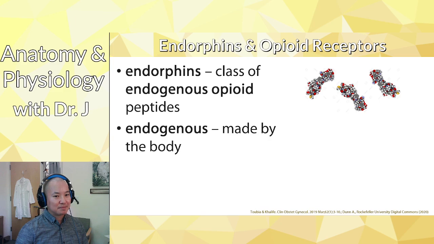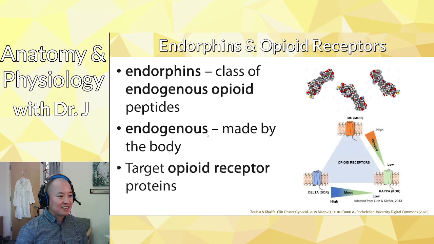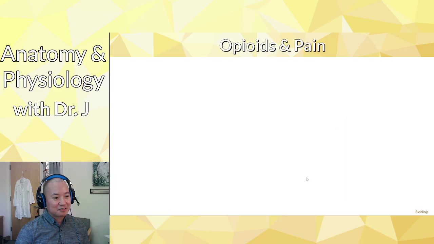Your body makes these peptides all the time, and they target opioid receptors. In advanced classes, or if you're going into nursing, medicine, or pharmacology, you've got to know these eventually. There are three types, but they're all collectively called opioid receptors. All these endorphins can target and activate these opioid receptor proteins. Again, I'm just showing you that there are three types. For my class, just know that there are opioid receptors.